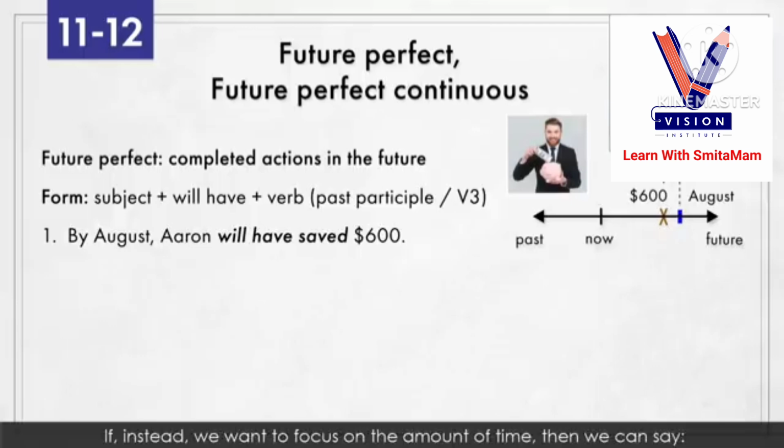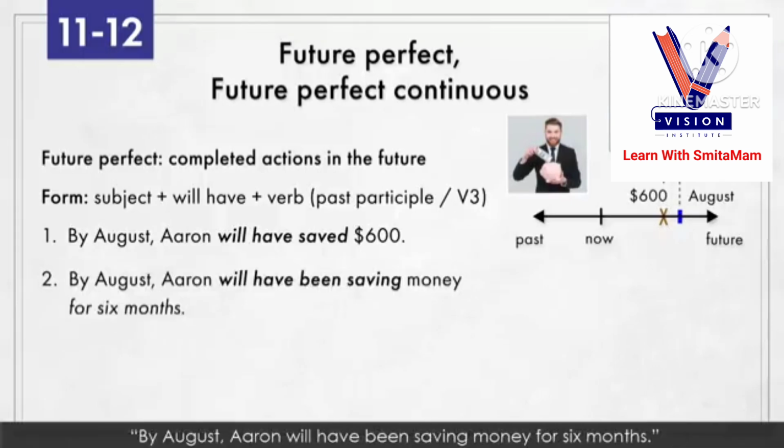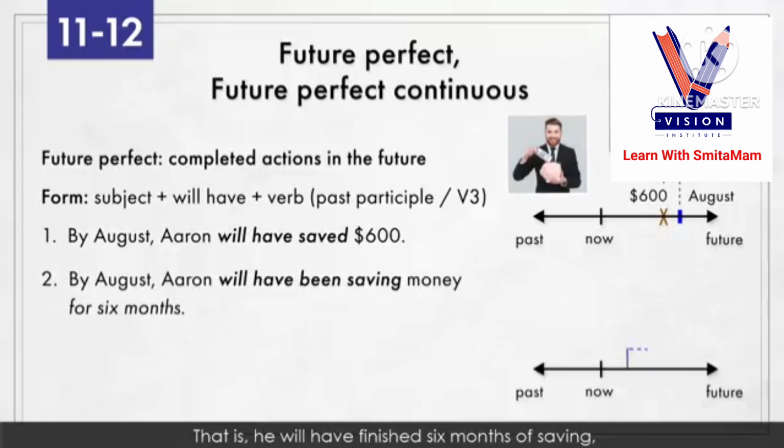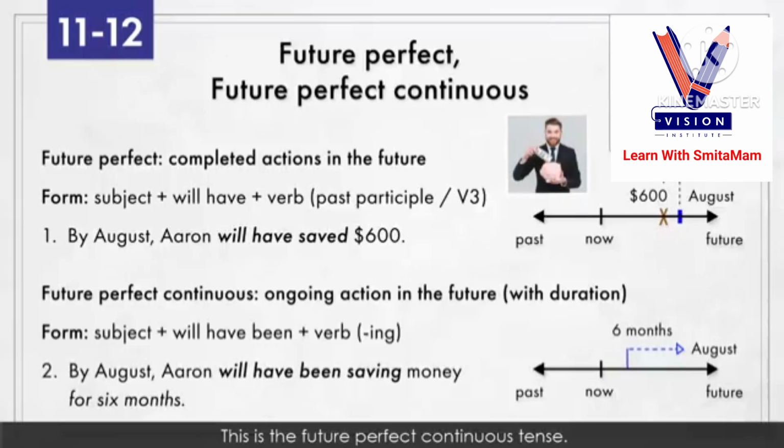If instead we want to focus on the amount of time, then we can say, by August, Aaron will have been saving money for 6 months. That is, he will have finished 6 months of saving money. This is the future perfect continuous tense. We use it to talk about an ongoing action, an action that will be in progress in the future, and also mention the duration or length of the action at a particular time. We make this tense with a subject plus will have been plus a verb in continuous or ing form.